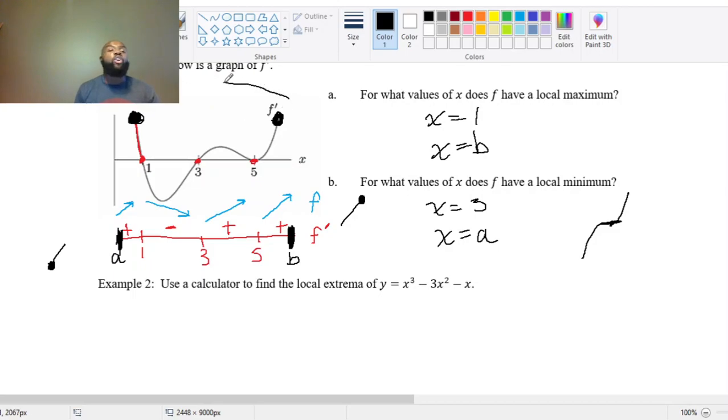Now, remember, you're looking at this function here. I don't want you to confuse that this looks like a maximum here. We're answering this question about f, but we're given a graph of f prime. So you can't look at that and tell about A and B. You've got to use this number line and this stuff here to help you figure that out. All right, it says use a calculator to find the local extrema of y equals x cubed minus 3x squared minus x. I'm going to allow you guys to do that on your own, and then we'll get together and talk about that later.